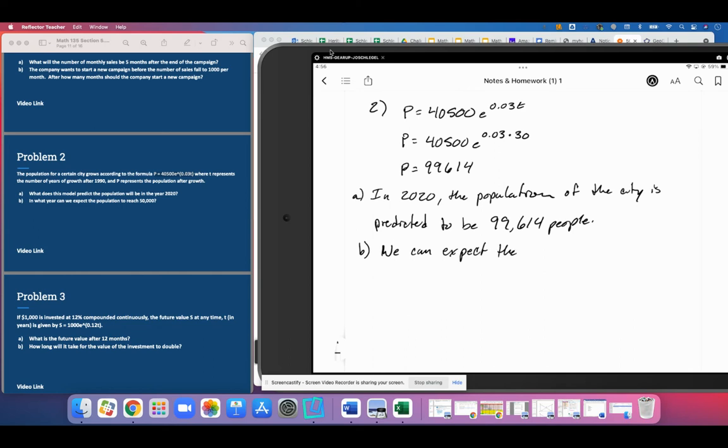So we can expect the population to reach 50,000 in the year 1997. And with that, that's going to be it for problem number 2.